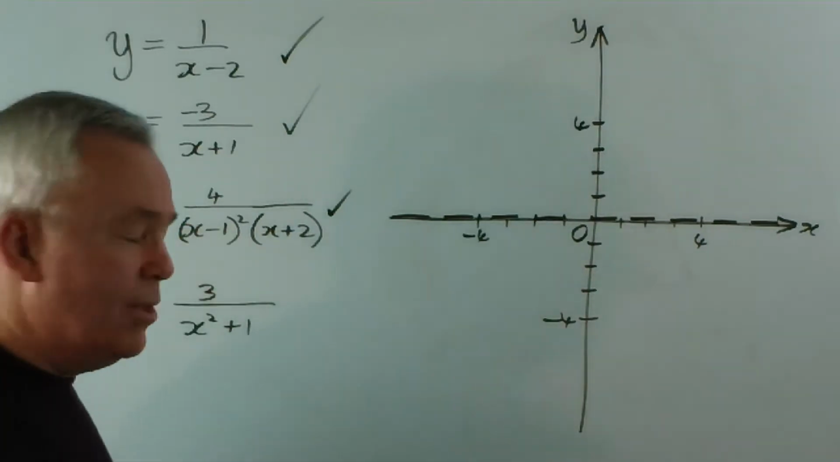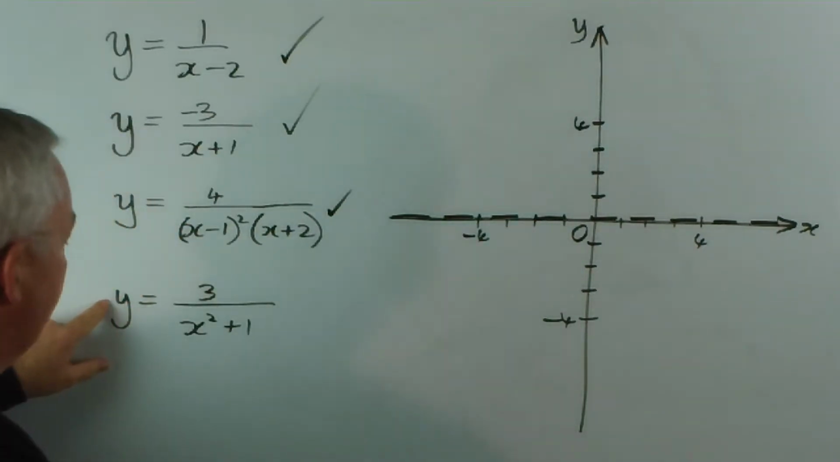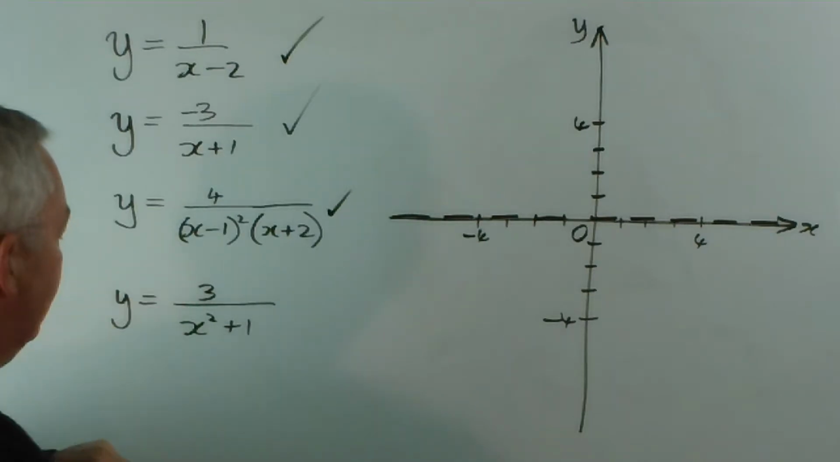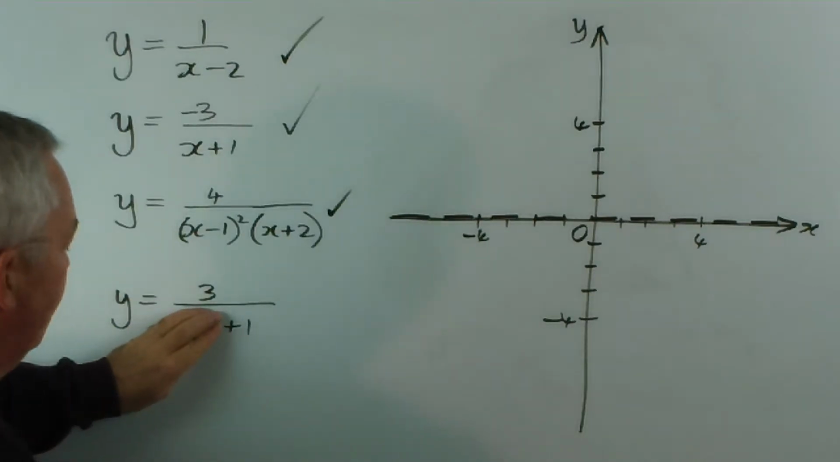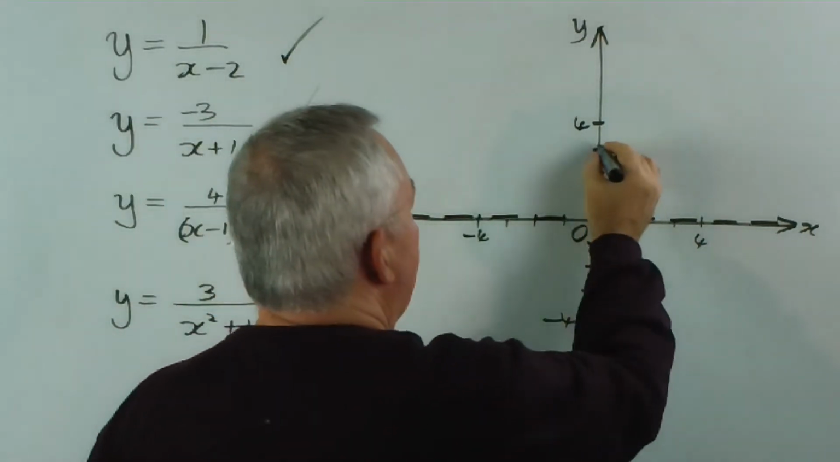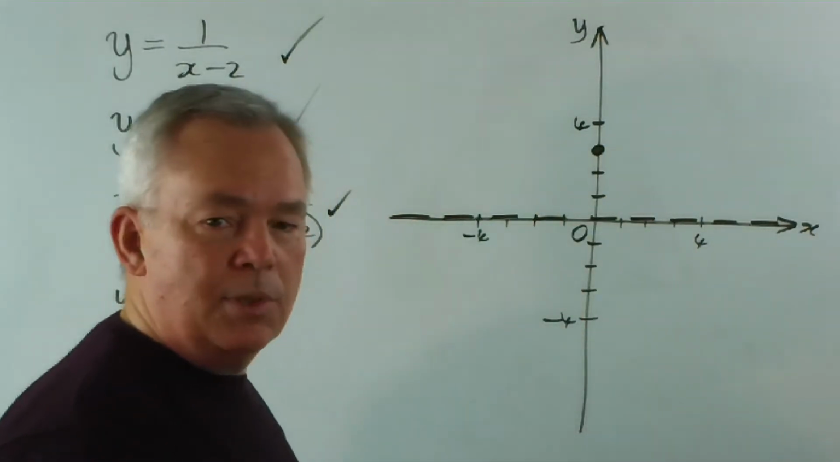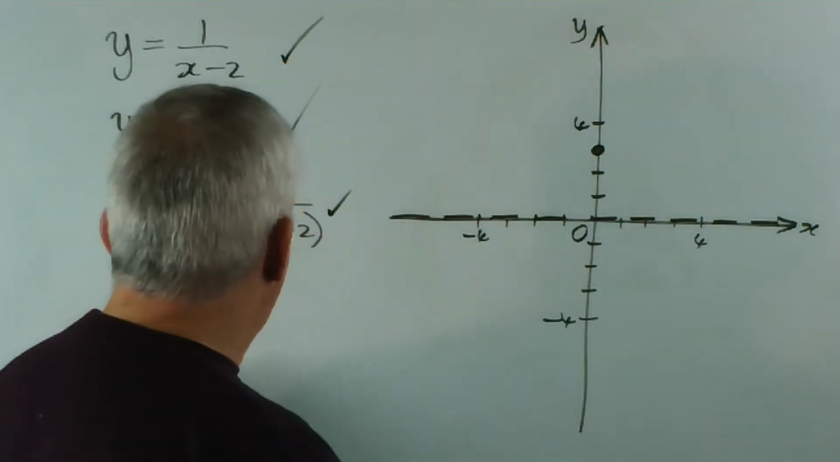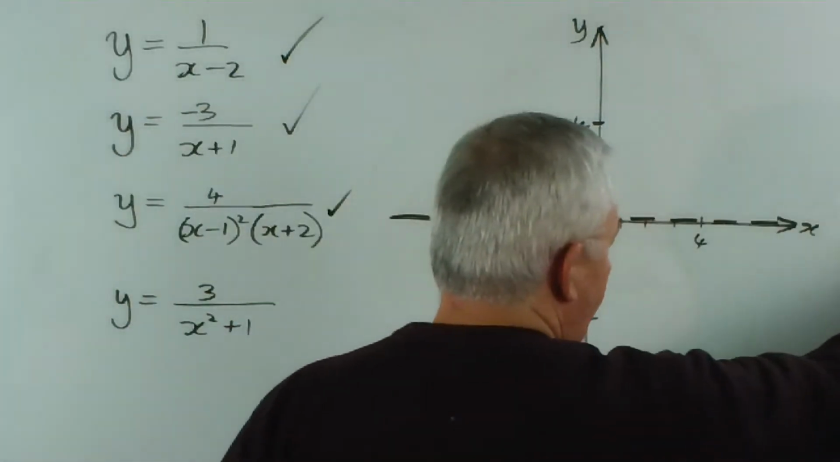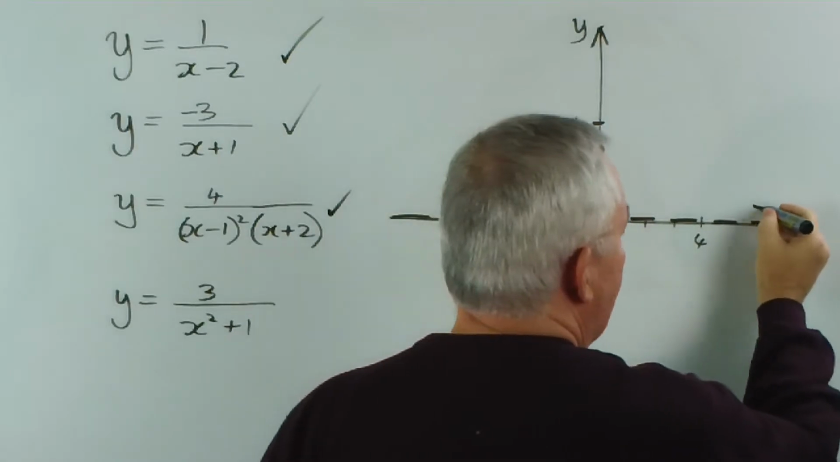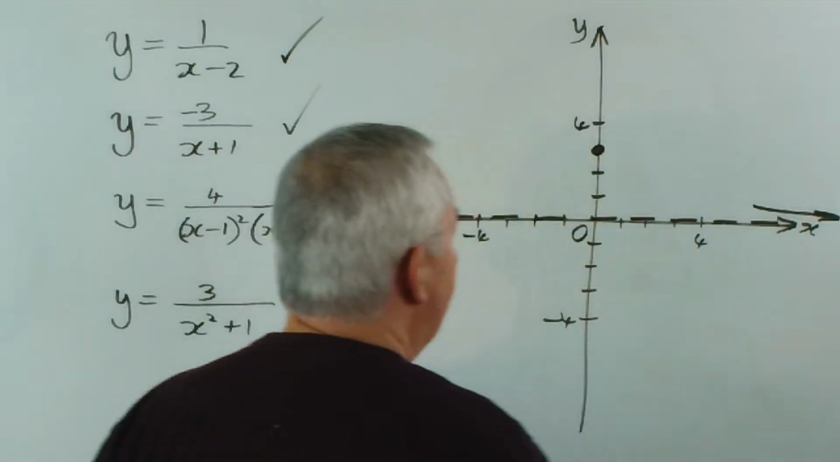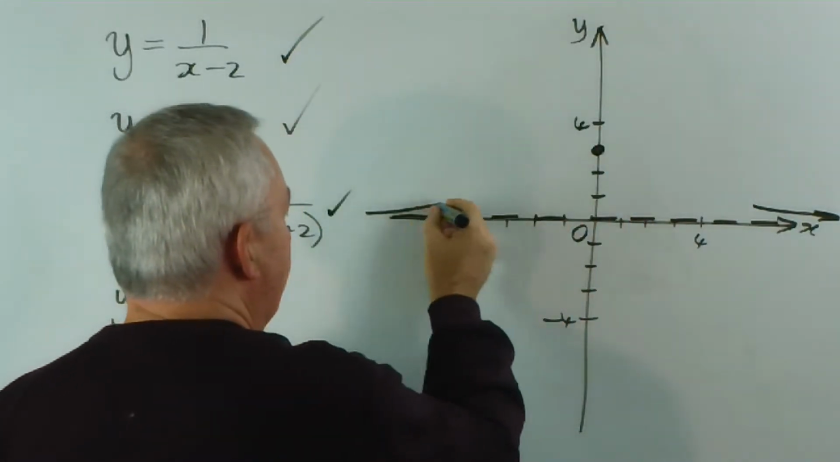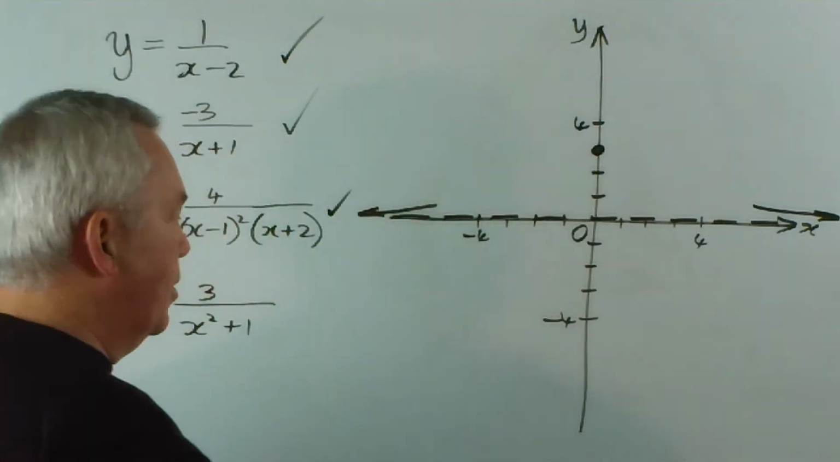Oh, intercepts. y can't be 0 because 3 over a number can't be 0. But if x is 0, y becomes 3 over 1, or 3. There we go. So we do have a position. We do know that out towards infinity, this is an asymptote. And we do know that out towards minus infinity, it's an asymptote on the positive side.